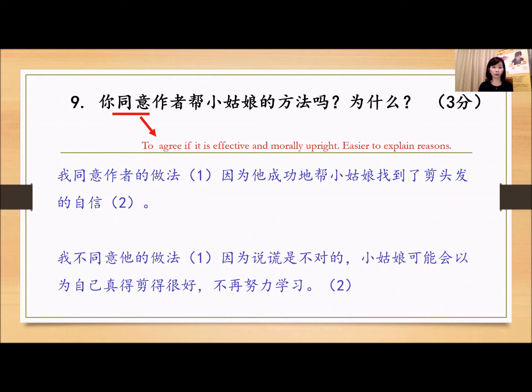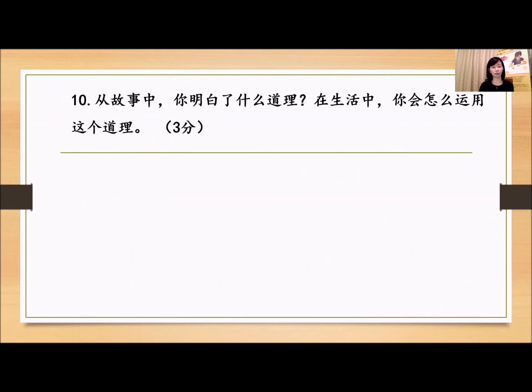你也可以说我不同意他的做法，因为说谎是不对的。小姑娘可能会以为自己真的剪得很好，不再努力学习。Okay, so you can disagree too and give me an appropriate reason, which you have to think of yourself. You see, so compared to the first answer, you will see it is definitely more difficult to answer. Okay, we go to question 10.